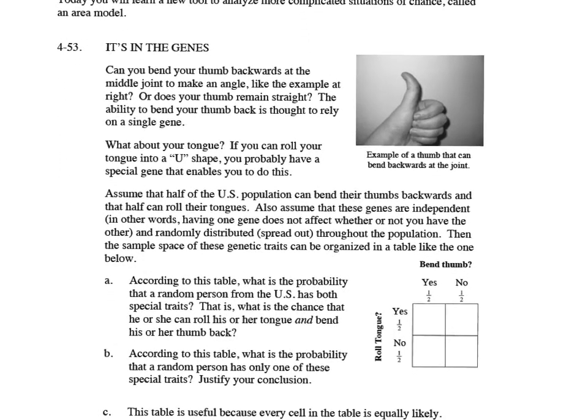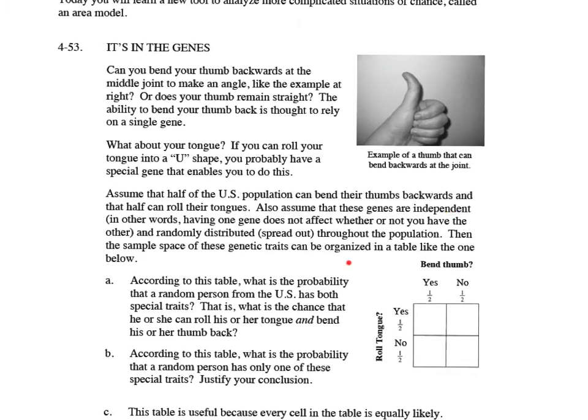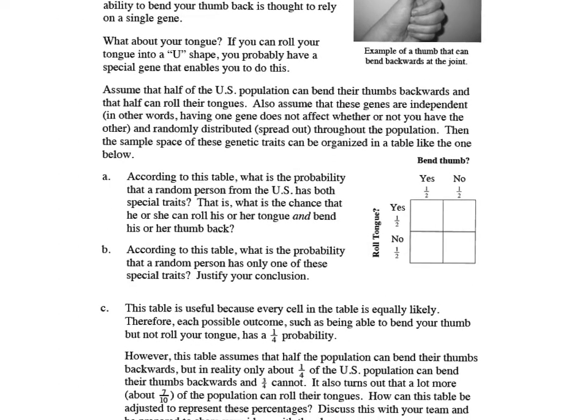So problem 453, I would encourage you to write down this diagram. We're going to do that here in a little bit. This is called the sample space right here. It says, can you bend your thumb backwards in the middle joint to make an angle, like at the right, or does your thumb remain straight? What about rolling your tongue? It says, assume that half the U.S. population can bend their thumbs backwards and that half can roll their tongues. Also assume these genes are independent, meaning that having one doesn't affect the other. Then the sample space of these genetic traits can be organized in a table.